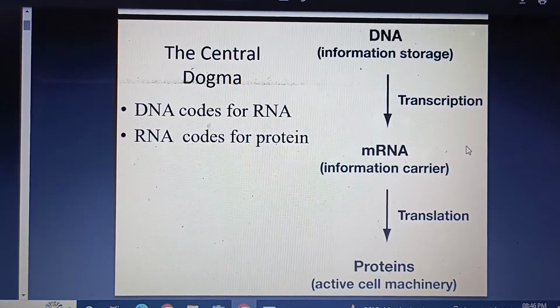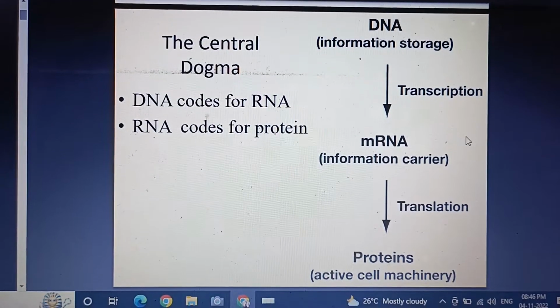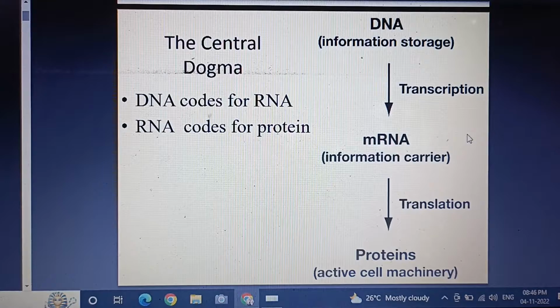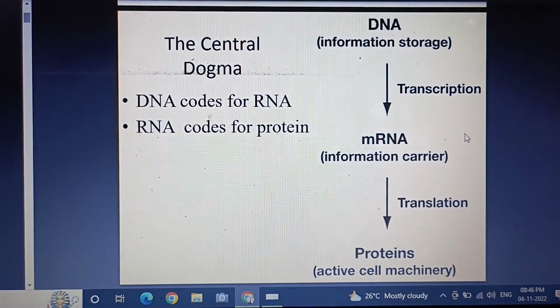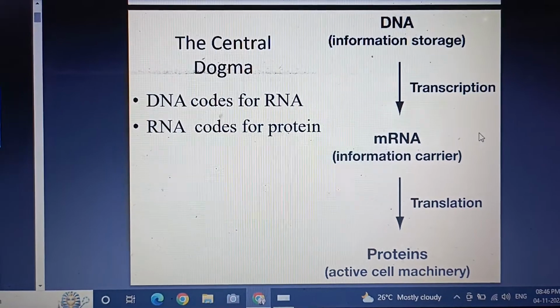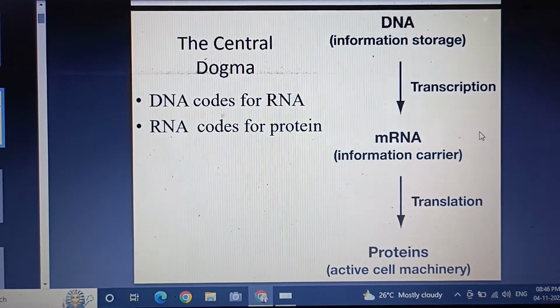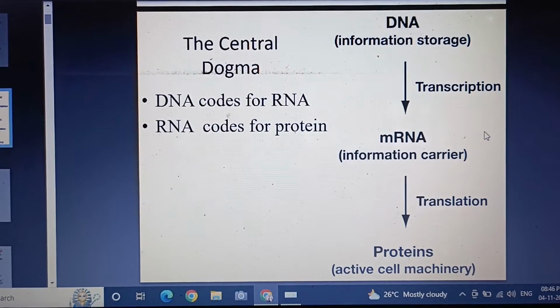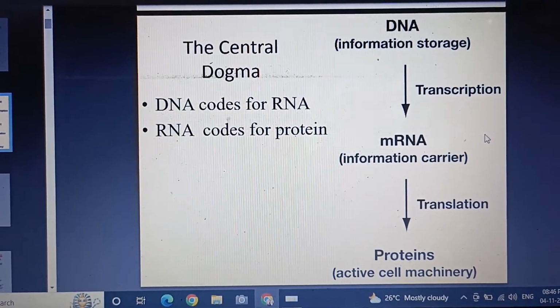And today in this class, we are going to learn about what is transcription. Before knowing the process, we should know the term. What is transcription? Transcription is just copying the information from one to another. So what actually happens?